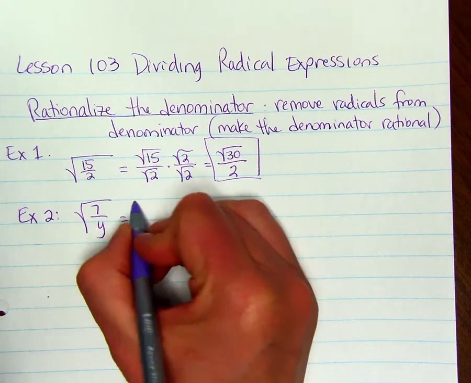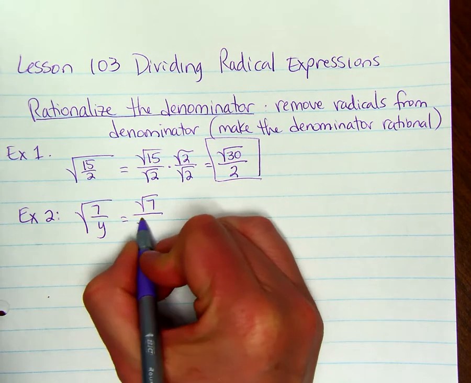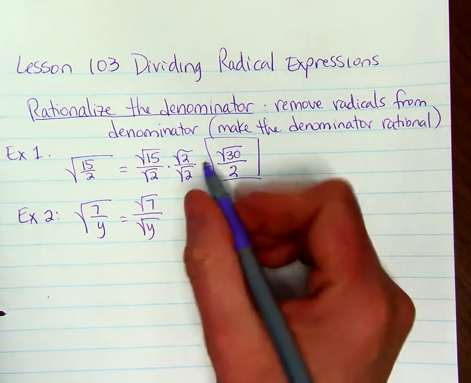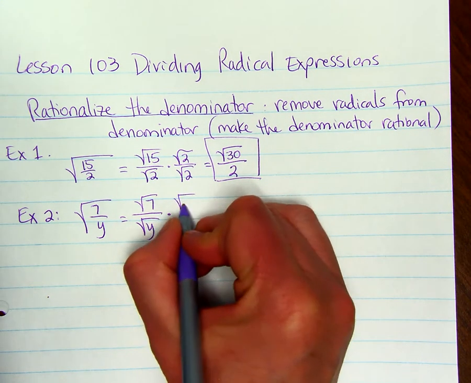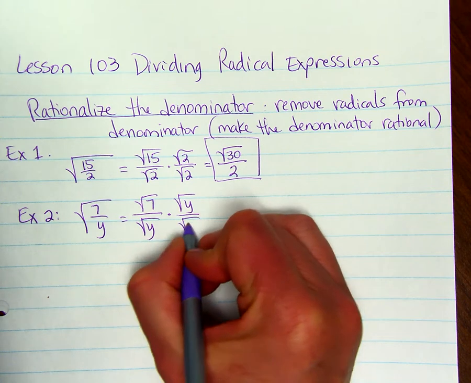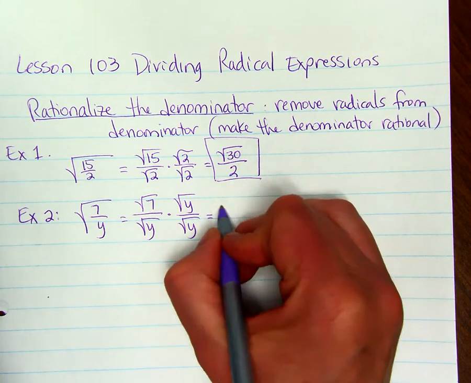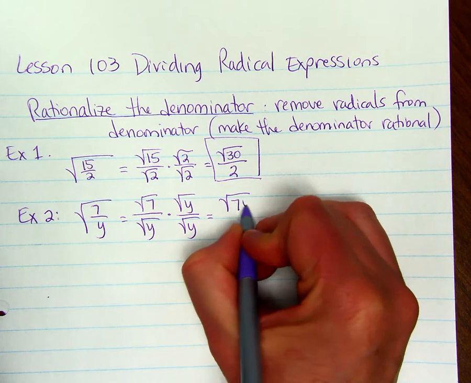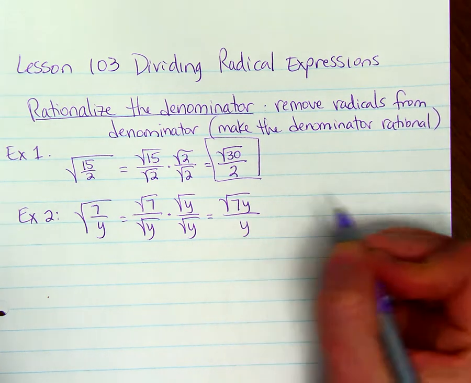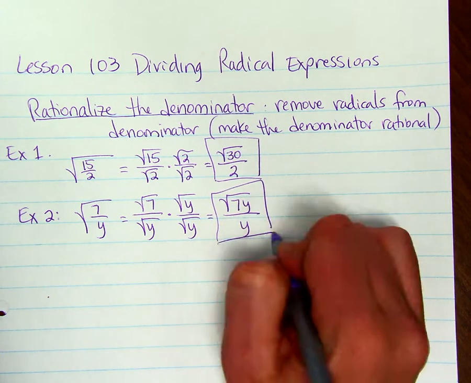Now here's example 2, square root of 7 divided by y. So we separate out so that we have the square root of 7 divided by the square root of y. We're going to multiply the numerator by the square root of y and the denominator by the square root of y. Then we simplify. We have the square root of 7 times y divided by y. And that's the answer for example 2.